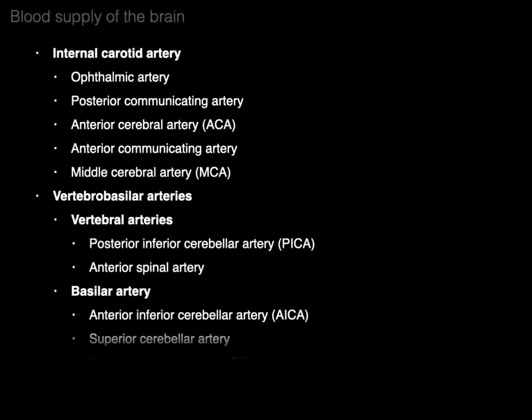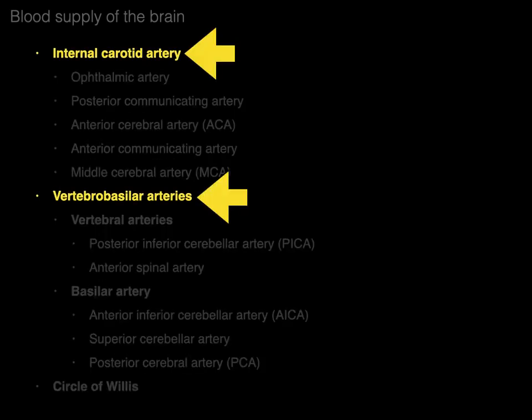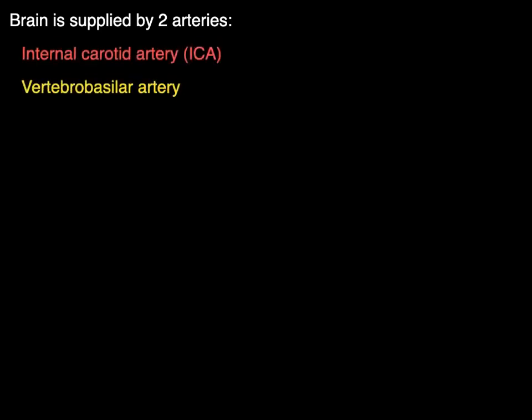So, here are the different arteries that supply the brain that we're going to talk about. And I want to just focus for a second on the internal carotid and vertebral basilar arteries. So, the brain's supplied by two arteries, internal carotid and the vertebral basilar artery.